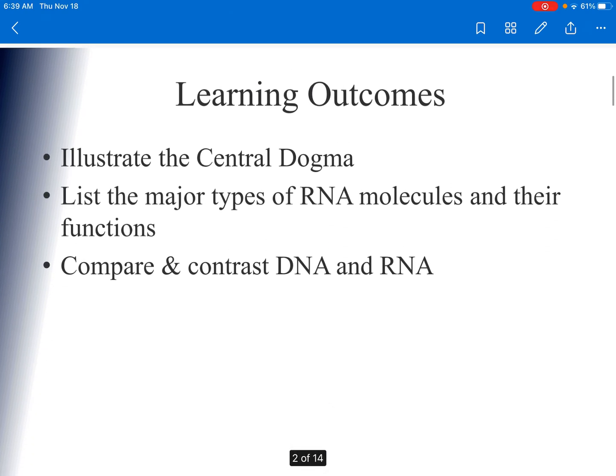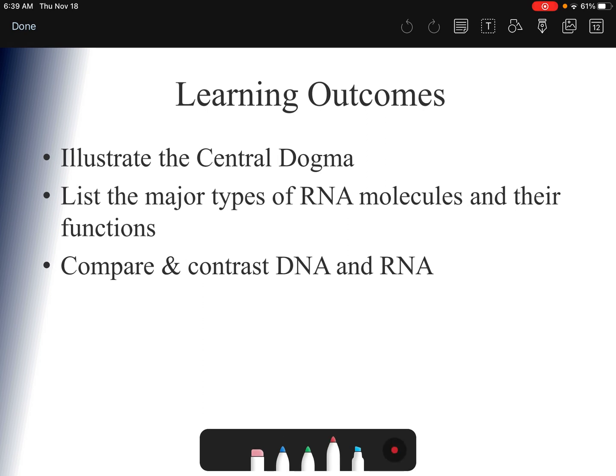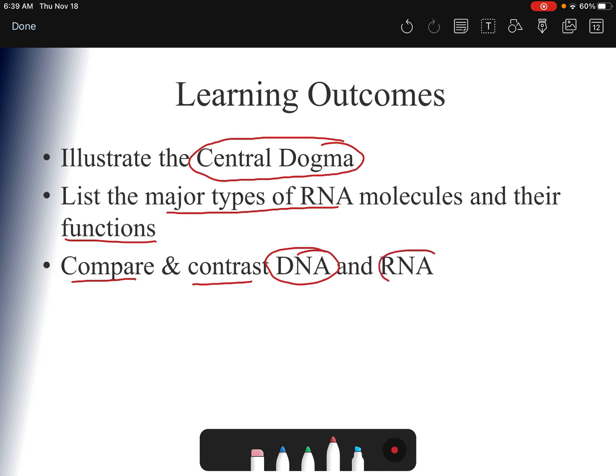So in this first section, our three big learning outcomes are that you're going to really understand and be able to draw the central dogma. You're going to be able to list the three major types of RNA and their functions, and you're going to compare and contrast DNA and RNA, our two nucleic acids.